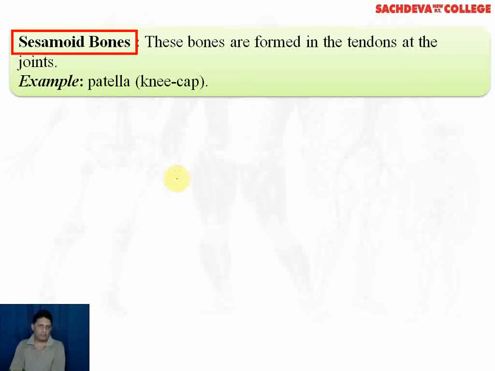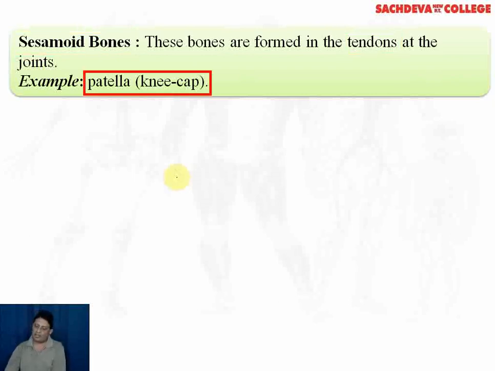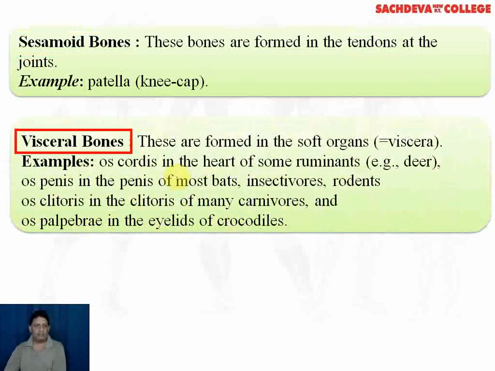Sesamoid bones. These bones are formed in the tendons, for example, the patella or the kneecap. Visceral bones. Viscera are the internal organs of the body. Therefore, visceral bones are present in the soft organs, like os cordis in the heart of some ruminants like deer, os penis in the penis of the bat, os clitoris in the clitoris of many carnivores, and os palpebrae in the eyelids of the crocodile.